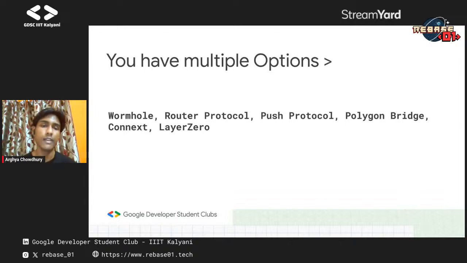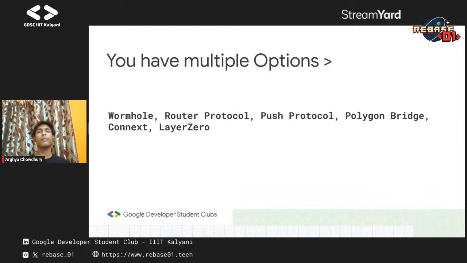Except those, if you're building a messaging dApp, or trying to build something where you get notifications from different blockchains, then you can go for Push Protocol, for chat and notification stuff. Then you have Polygon Bridge as well.